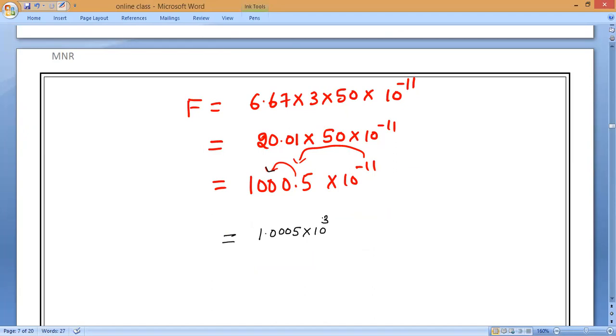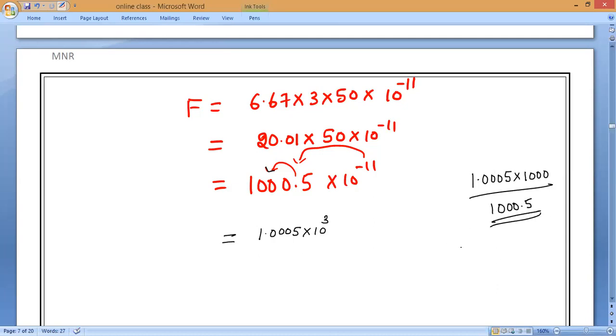Is it right or wrong? How? The question. Now again multiply 10 power 3. What does 1.0005 into 10 power 3 mean? 1000. Is it okay? Yes. So now you multiply this one, you will get 1000.5. Is it right or wrong?